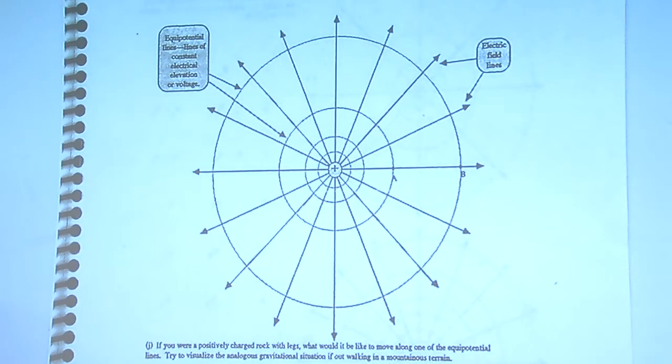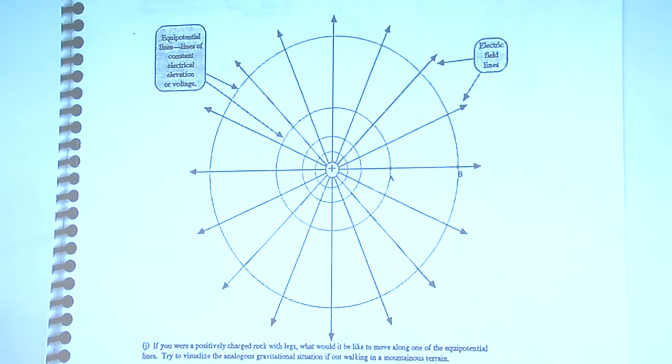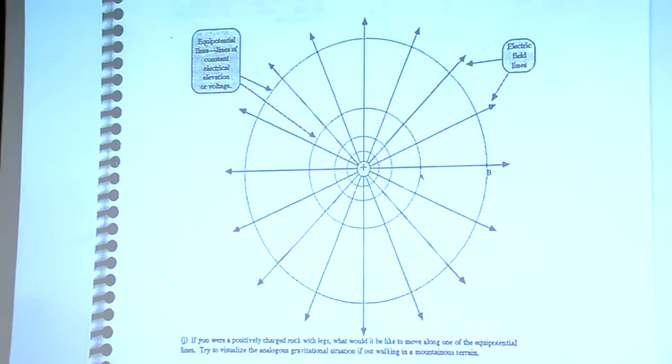The electric field lines, as you saw in your lab, are always perpendicular to the equipotential lines, because that's a force in that direction, right? So you would have to be moving perpendicularly to the field lines in order not to be doing work. Does that make sense?